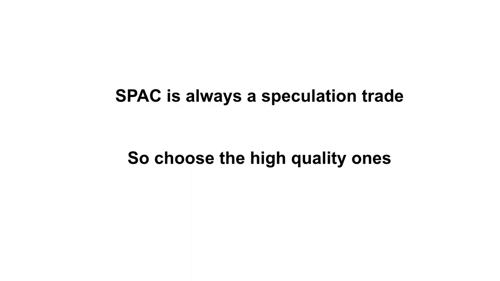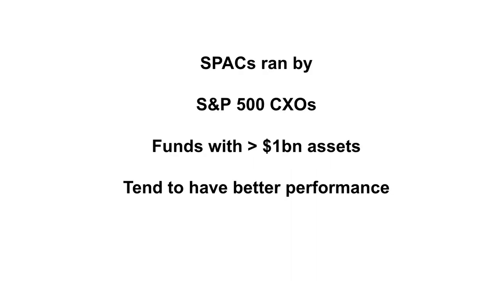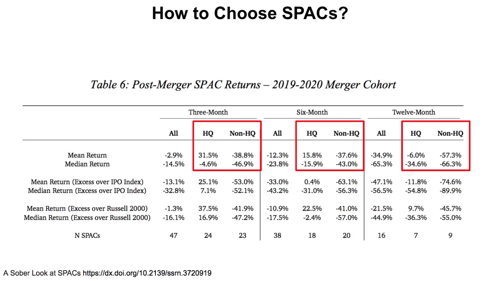SPACs are always speculative trades anyway, so why don't we choose the high quality ones to make sure we have the highest returns? So based on this study, the SPACs run by a former S&P 500 senior officer, like a CXO, could be CEO, CFO, COO, or any funds with $1 billion of assets, tend to have better performance. So this is another table I got from this study.